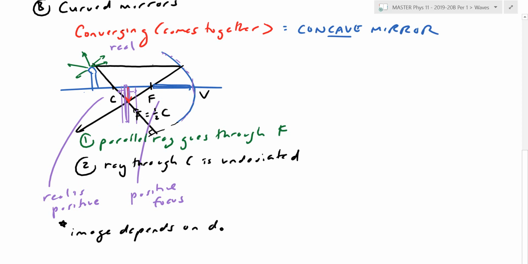Next time you look at a spoon, start out really far away, you'll probably see yourself as an upside down image. As you get closer and closer, you get right up to the spoon, you actually see yourself inside the spoon, you actually see yourself upright, and everything's nice and straight as well.